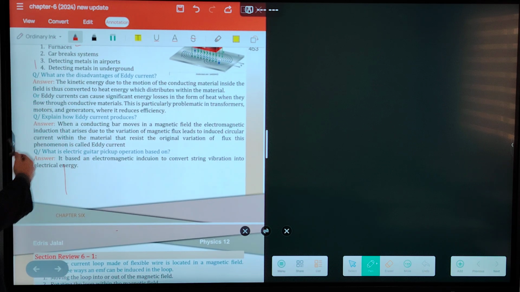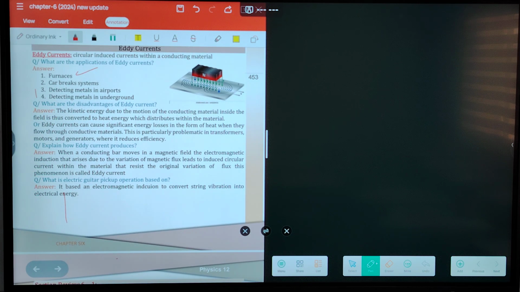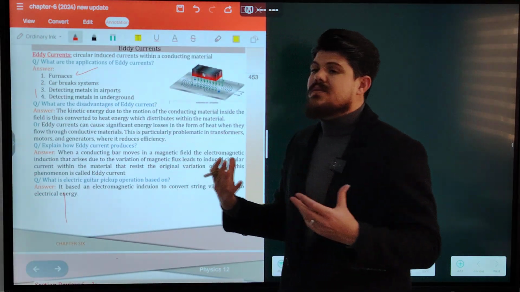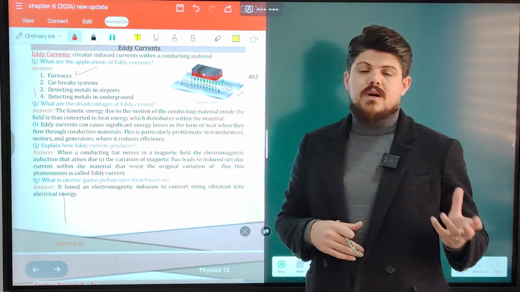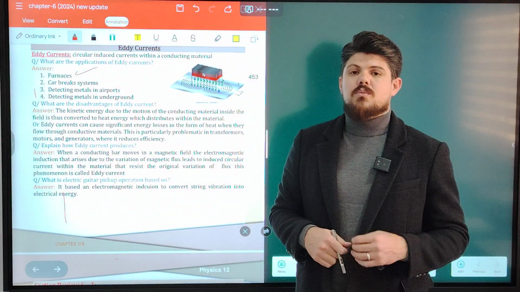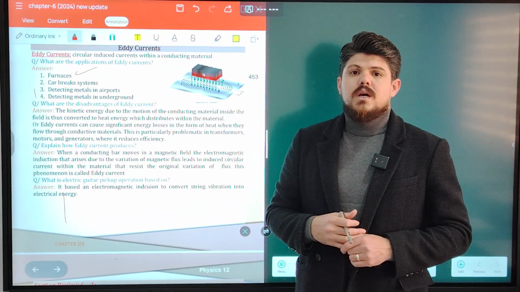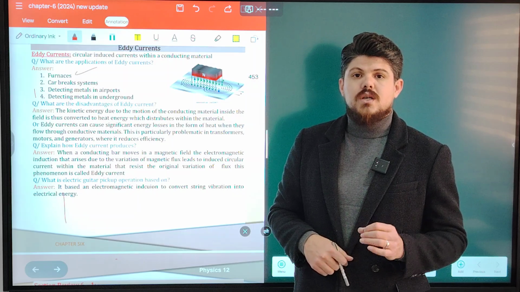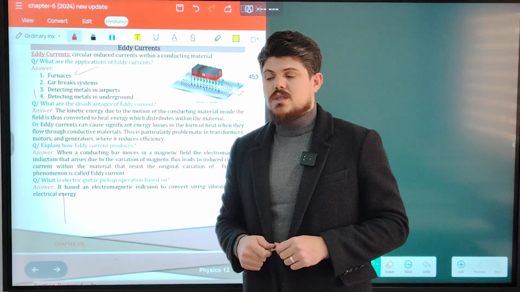What are the disadvantages of eddy current? We studied the advantages, the applications of eddy current. Now we are explaining the disadvantages of eddy current, because as I told you, eddy current has advantages and disadvantages. The disadvantage of eddy current is losing energy, or power dissipation, by eddy current in transformers and motors, because this eddy current dissipates and loses energy as the power of the generator or electric device.